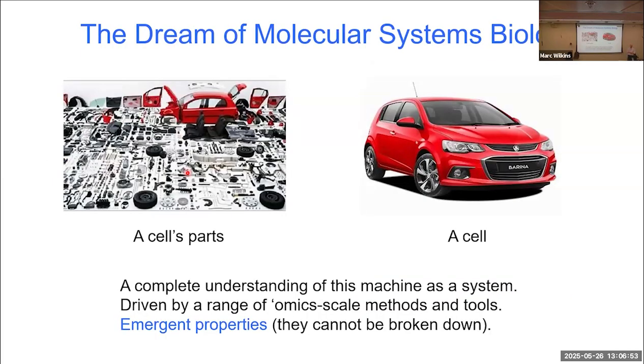So look, here's the dream. On the left, you've got a cell in parts or in pieces. On the right, you've got a cell. And I think, as systems biologists, what we want is a complete understanding of that machine as a system. A cell's a machine, isn't it? Basically, it's just a living machine. And of course, when we study cells, we like to use omics scale methods and tools because you can measure a lot of stuff. You can measure the transcripts, you can define the genome, you can look at the proteins, you can look at modifications, you can try and measure interactions.